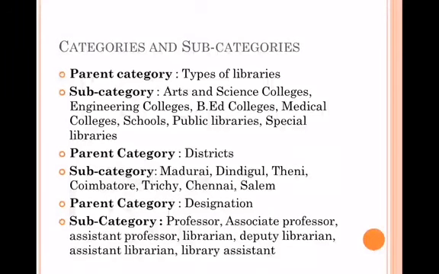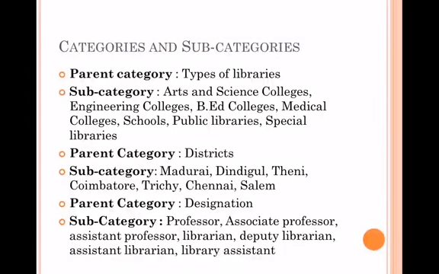In the same way, you can create a category called districts, and subcategories like Madurai district librarians, Dindigul district librarians, Thane district librarians, Coimbatore district librarians. That way you can have as many subcategories as you want. And you can create a category called designation, and in the parent category designation, you can have many subcategories like professors, associate professors, librarians, deputy librarians, library assistants, and so on.